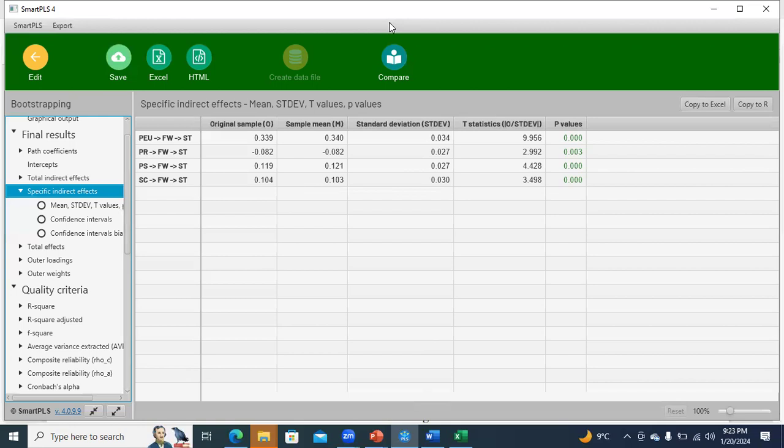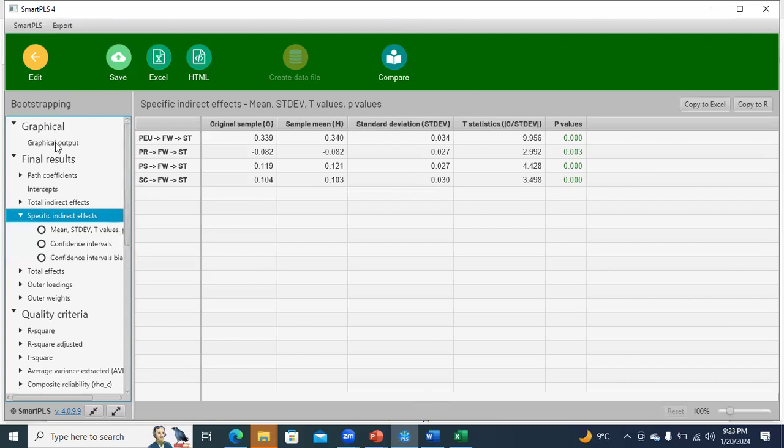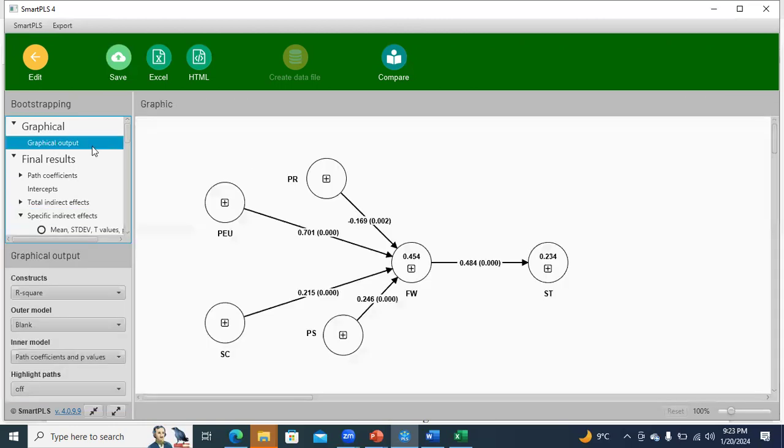If you are not aware, let me show you that here. In case of graphical model, you do not have the direct impact of your independent variables on ST. So when direct impact of your independent variable on your dependent variable is missing, and you have analyzed your data using your mediator only, it is full mediation.